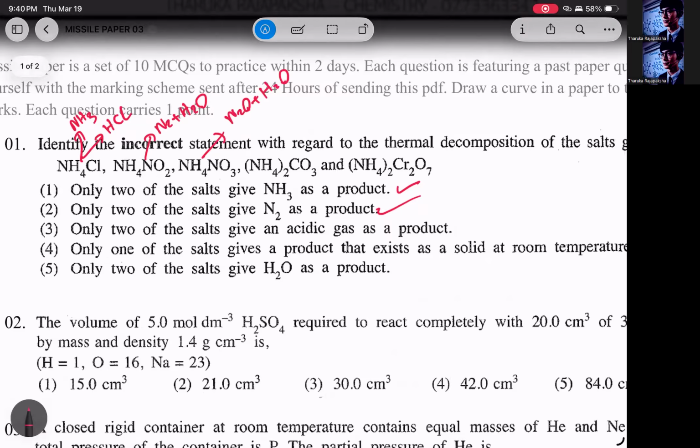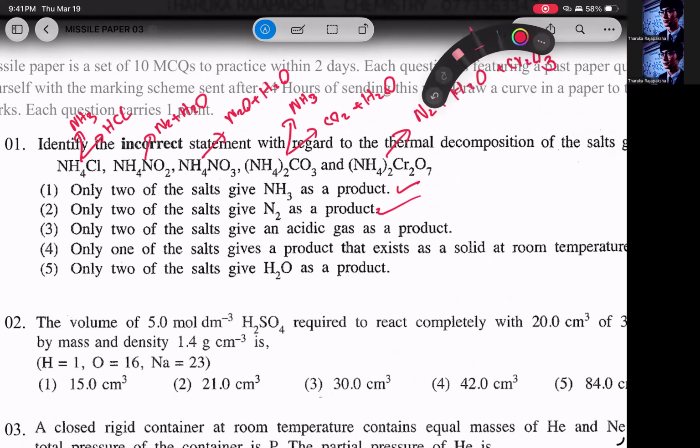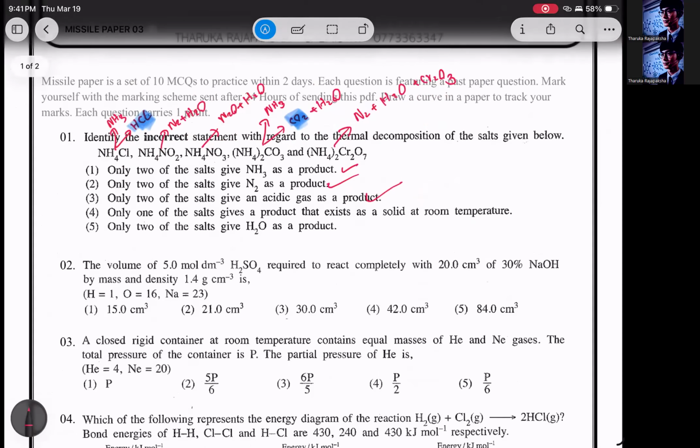So ammonium carbonate will give ammonia and actually H2CO3. Now H2CO3 will dissociate again to form carbon dioxide and water. So carbon dioxide is an acidic gas. Ammonium dichromate, on the other hand, will form nitrogen, water, and Cr2O3. So what are the acidic gases here? Carbon dioxide is acidic, HCl is acidic. All others are neutral actually. So the third one is a correct statement.